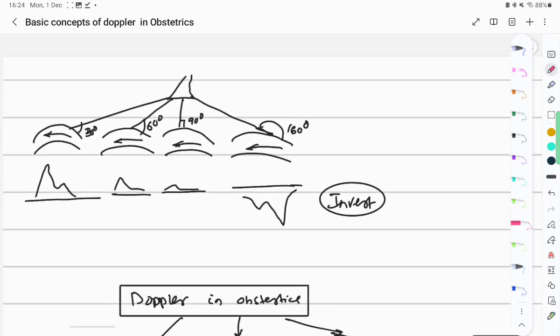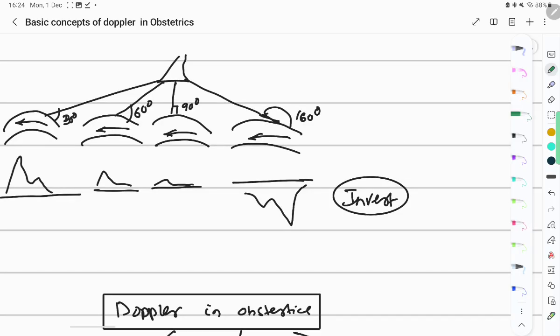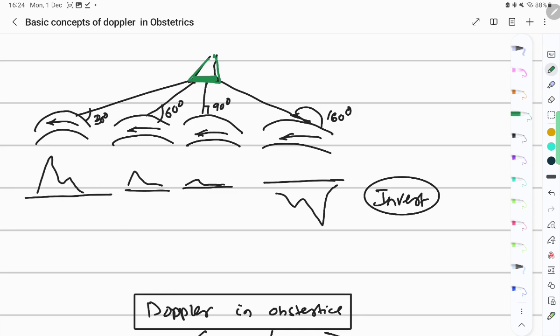See here, this is the probe. And there are multiple vessels at different angles. For example, this is at 30 degrees, so I am getting a good image or good velocity. This is 60 degrees. I am getting the image, but not that proper. Cos 90 is 0. It is very minimal or very light velocity, or I will get a blank image.